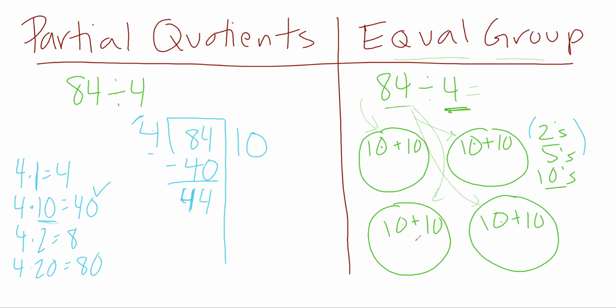So I have 44 left. What's another group I could work with? Well, I could actually do another group of 10, just like we did in the equal groups, right? We did another group of 10 in each circle. This time again, there's like 4 circles. 4 times 10 is 40. And if I subtract, I have 4 left.